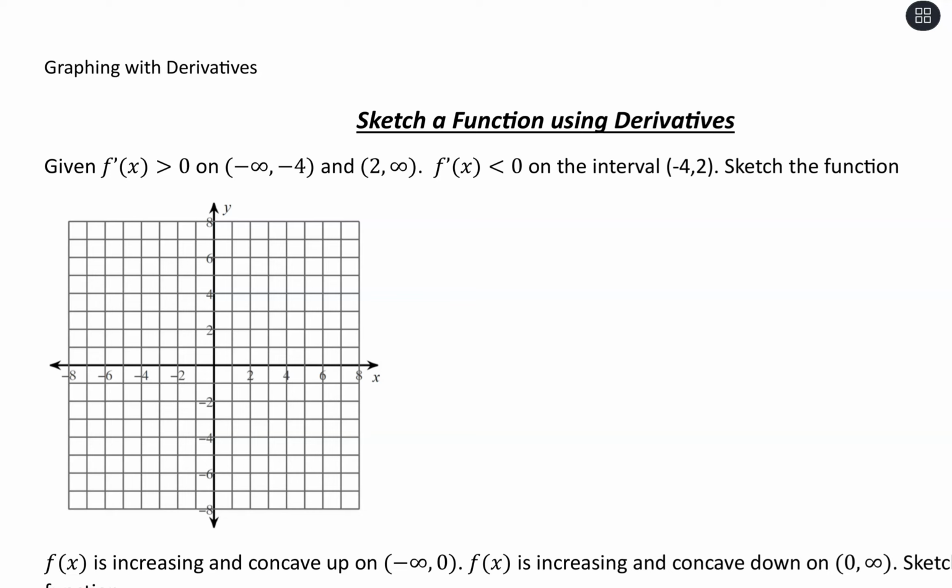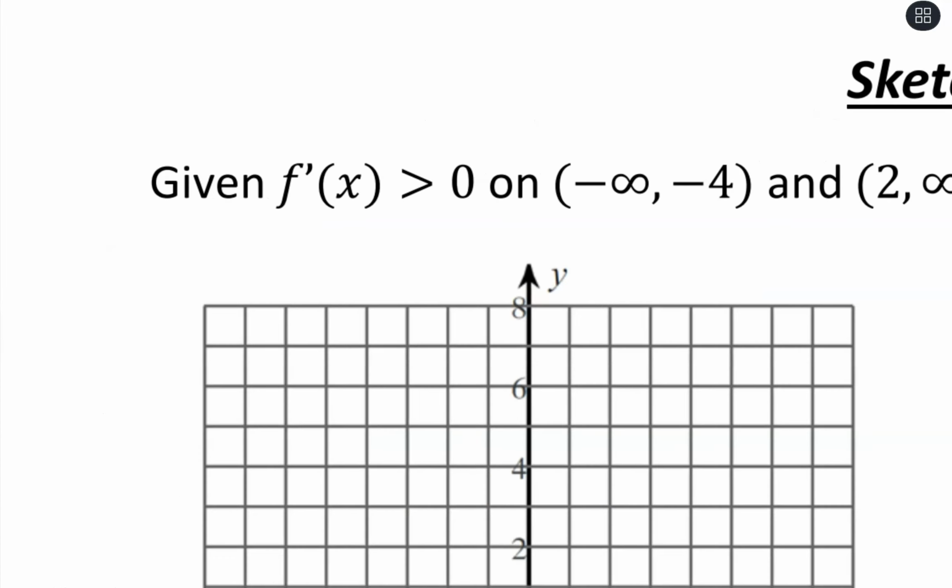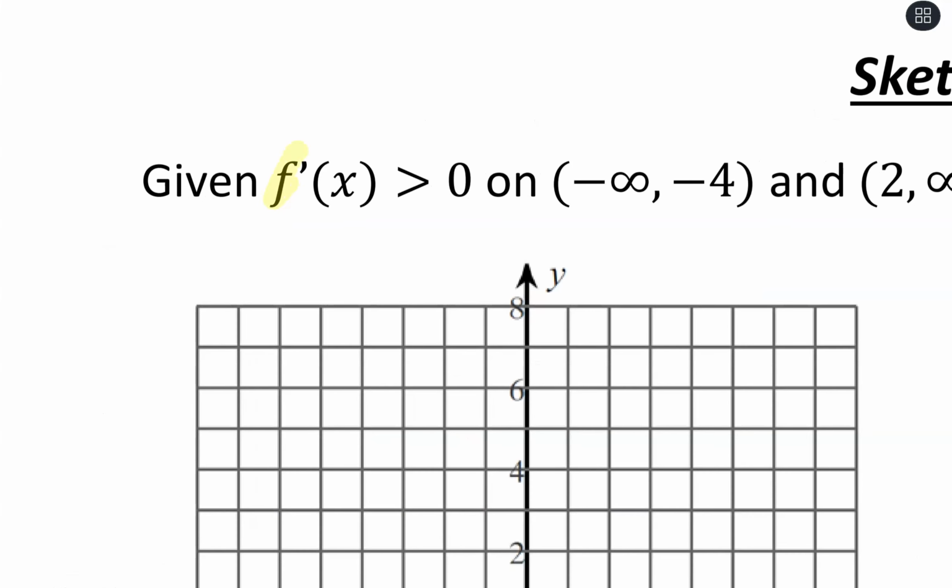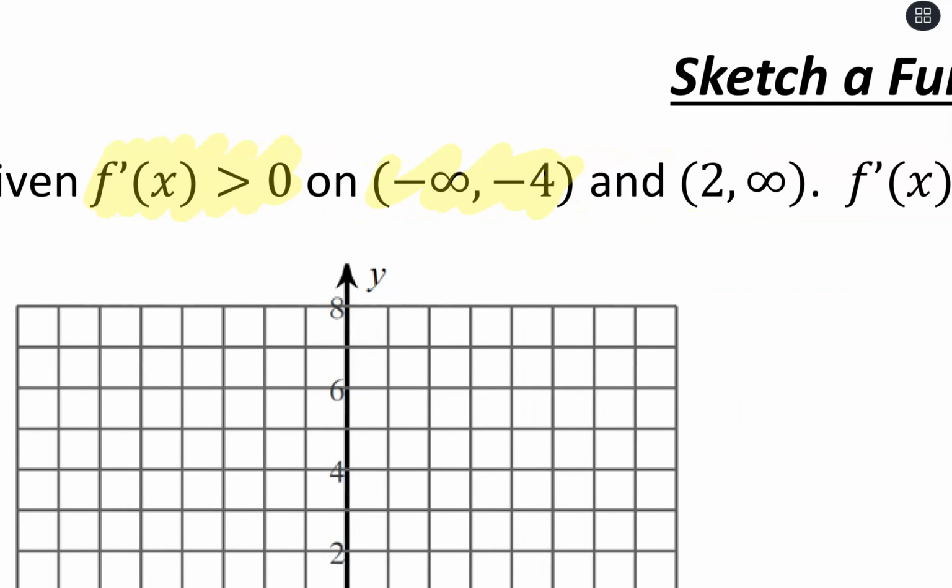Now, what if we don't have the actual function to work with, but they give us some information? So what we're going to do here is try to make a good sketch of the graph just based on what they're telling us here. So for this first one, we have f prime of x is more than 0. So we have a positive first derivative on these two intervals here. So negative infinity to negative 4 and 2 to positive infinity.